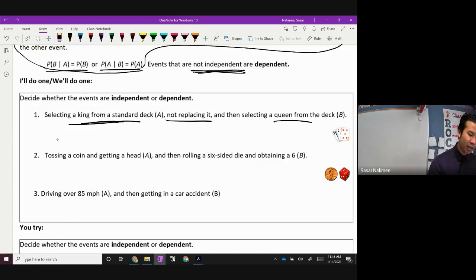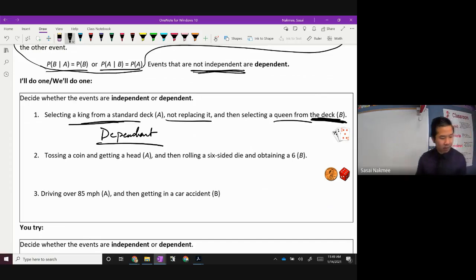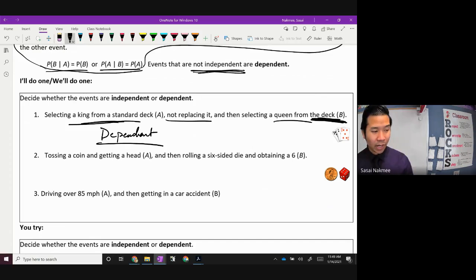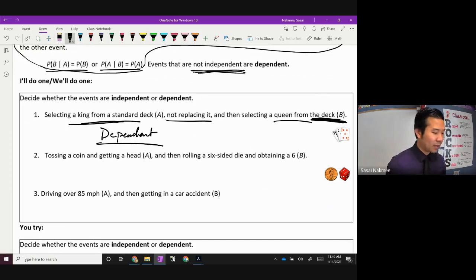I wouldn't even write that down. I'm just going to let you guys see that. Right? If you took a king out of the deck of cards and you don't put it back, it changes the probability of you drawing a queen now, and it actually is better now, a better chance of you drawing the queen. This is something that is dependent. Dependent. That is dependent. Right? If you draw a card out and you don't replace it, that is dependent.